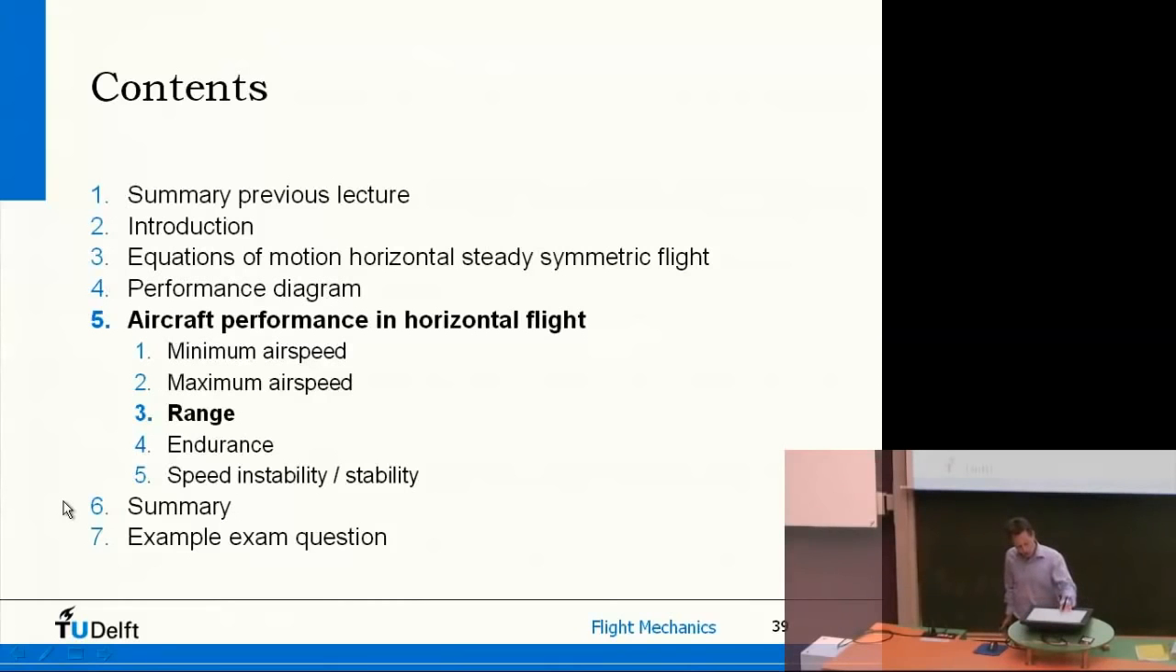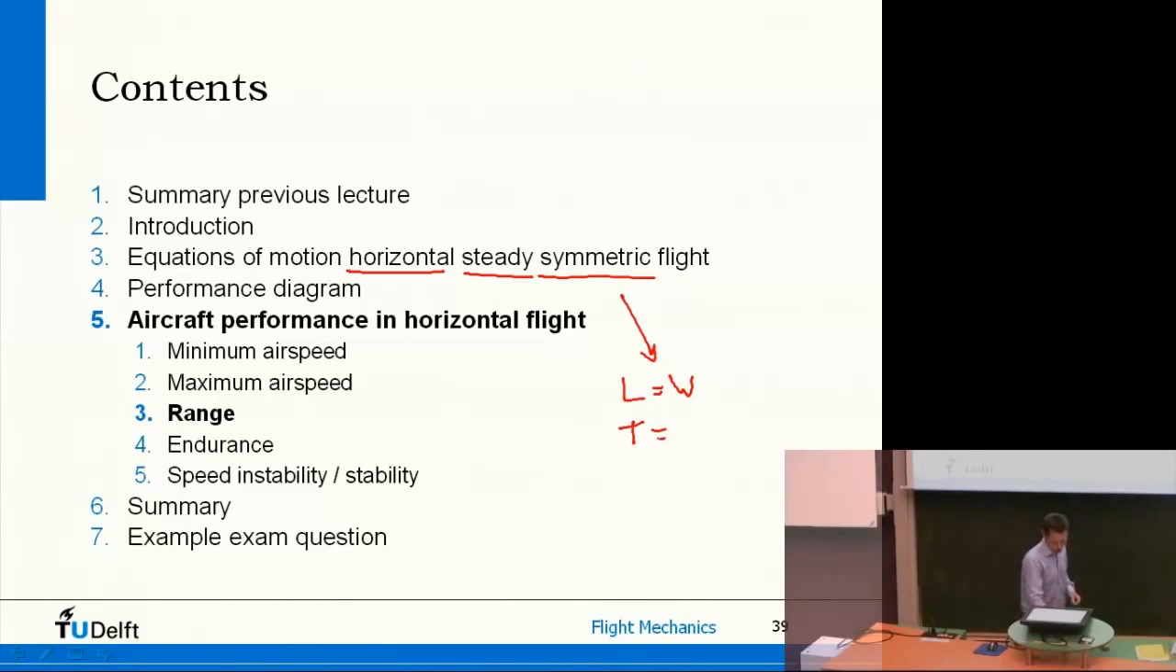What we did was we looked at equations of motion for horizontal, steady, and symmetric flight. And that's basically the most simple form. So you're flying at a constant altitude, you're not accelerating, and this meant that lift was equal to weight and thrust was equal to drag.